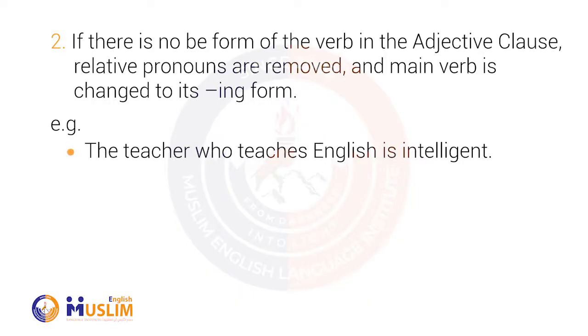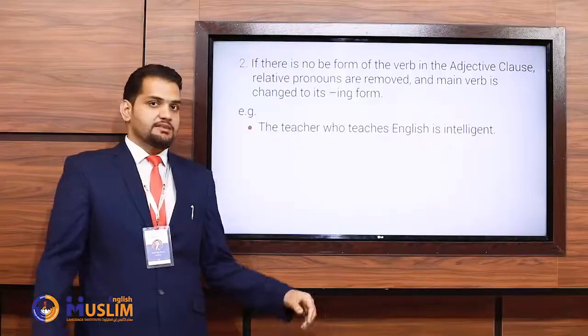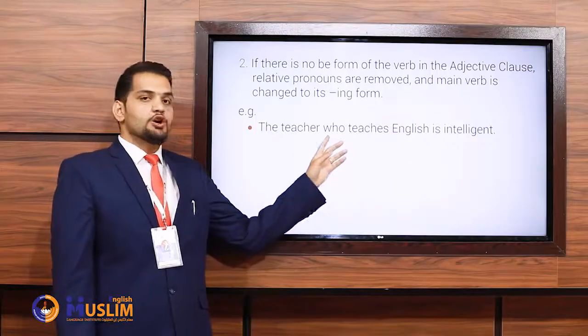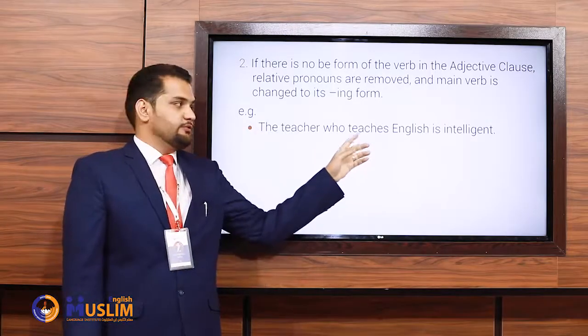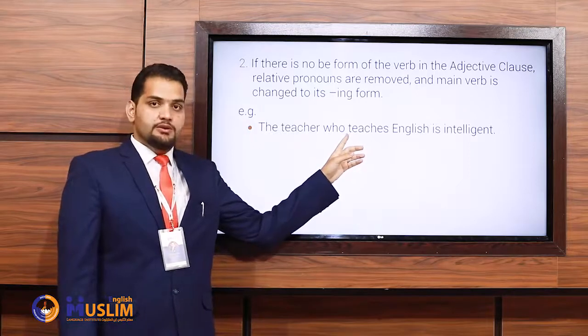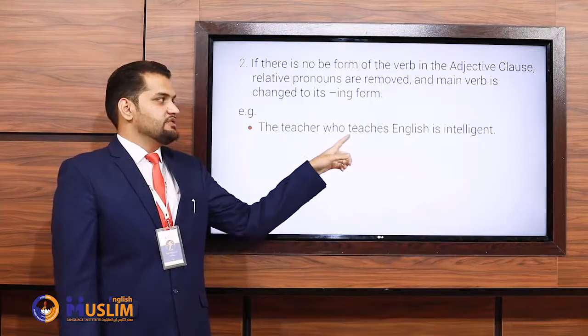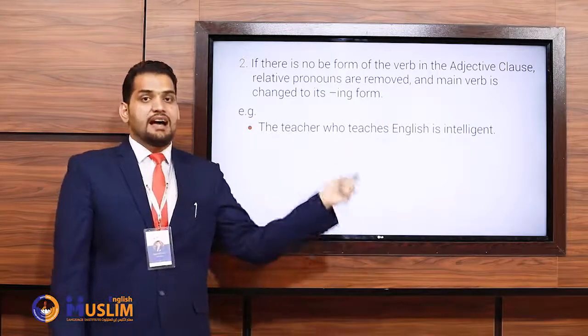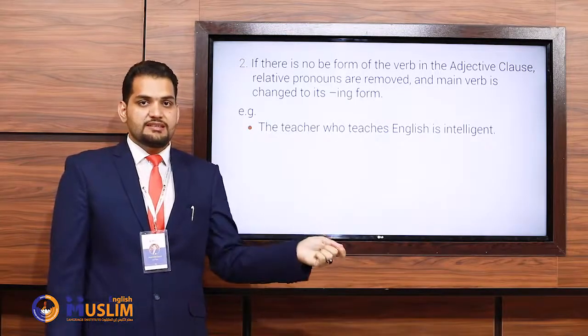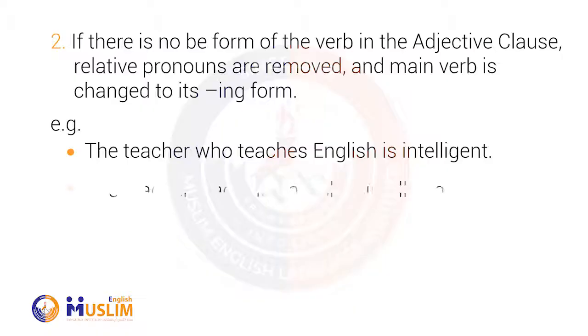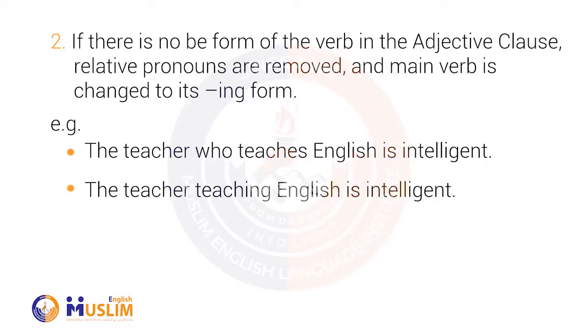For example, the teacher who teaches English is intelligent. So what is the adjective clause in this sentence? Who teaches English. And if we see, there is no to be verb in this adjective clause. Now you just need to change teaches into its ing form, which is teaching. The teacher teaching English is intelligent.